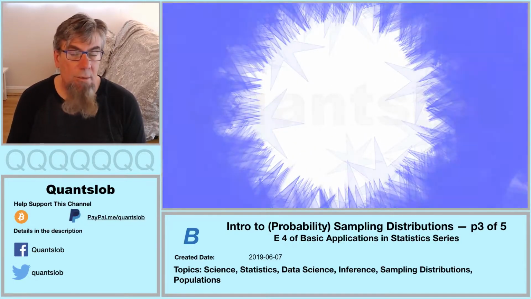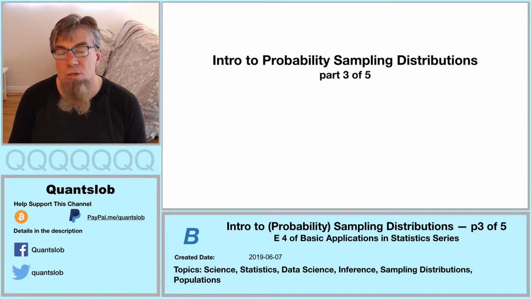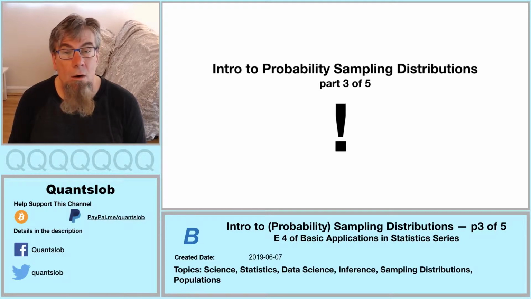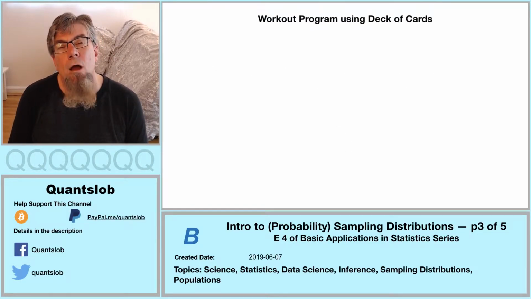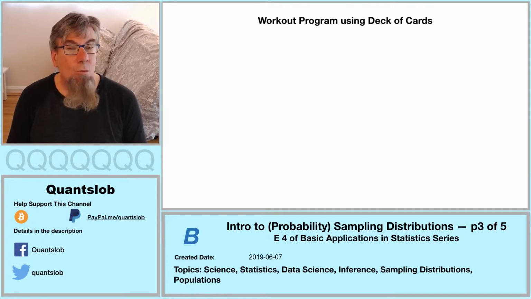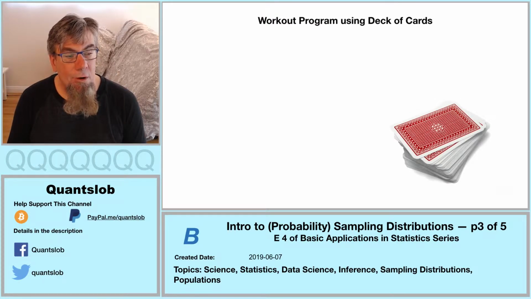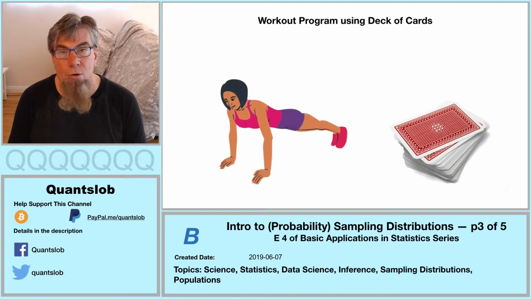This is the fourth in our basic application series, this time around part 3 in our mini-series on probability sampling distributions. You recall the gym game or workout program from our installment on population parameters titled Population Proportions and Averages. This was the 13th edition in our foundational series, Lucky 13. Quick recap. This workout program involves a deck of cards.